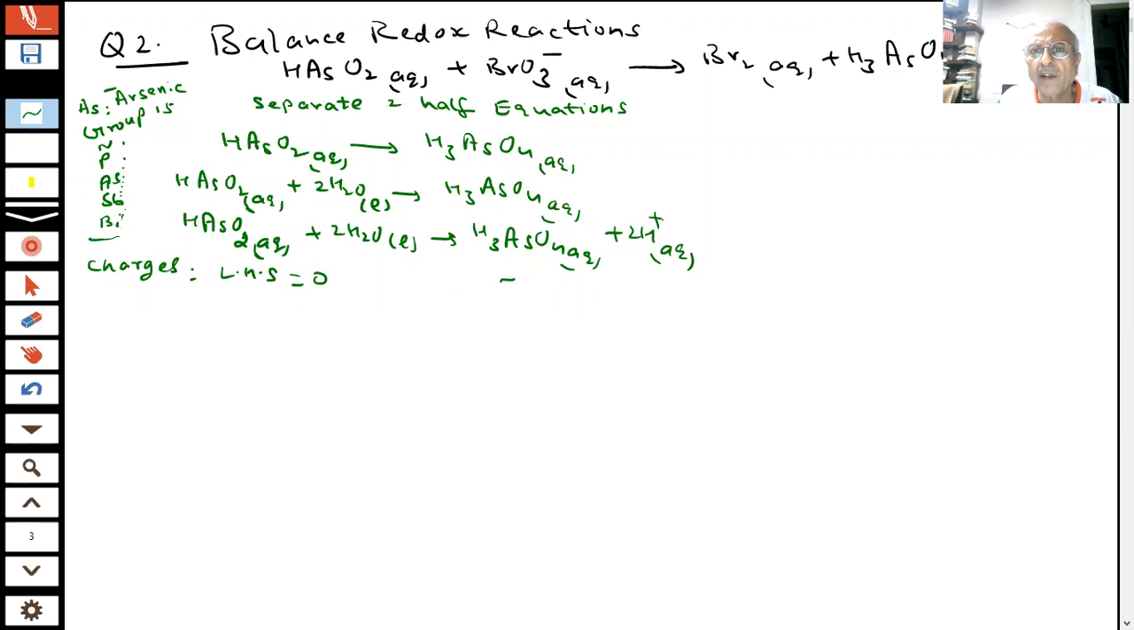This is 2 and +1. How much? +2. +2. Then what will we do? Where is the electron deficient? Left side. How many electrons? 2. Then you add it. What is the problem? You add 2 electrons to the right side.